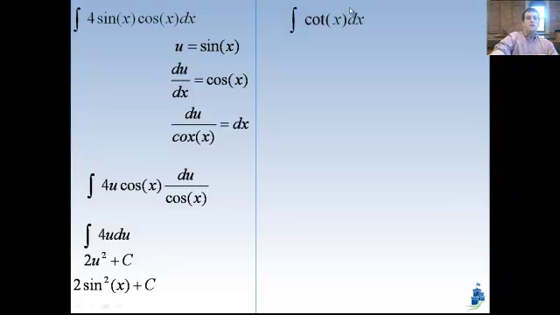There's just another way to write it. If you had chosen to use cosine for u from the start, then that would have been fine. You just would have gotten a slightly different answer, although they are actually equivalent. It was negative 2 cosine squared of x, and it should say plus c there as well.